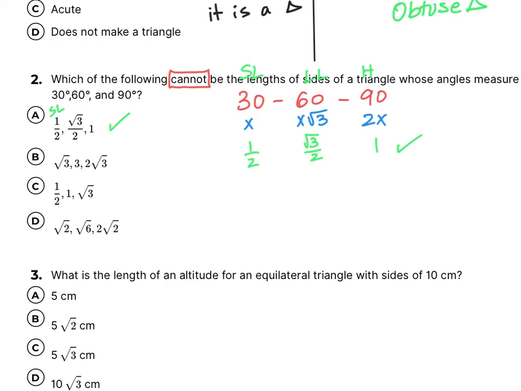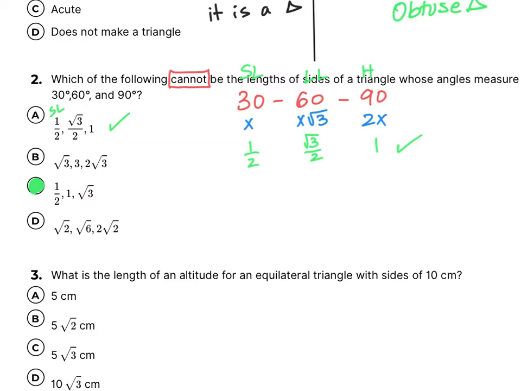So if the short leg is half, this is the long leg, and this is the hypotenuse. If you look at C, the short leg is half, but the long leg and the hypotenuse do not follow this pattern. So I know that C cannot be side length of a 30, 60, 90 degree triangle. So I know that C is the answer for this problem. But in order to practice this further, I'm going to keep checking the rest, B and D.